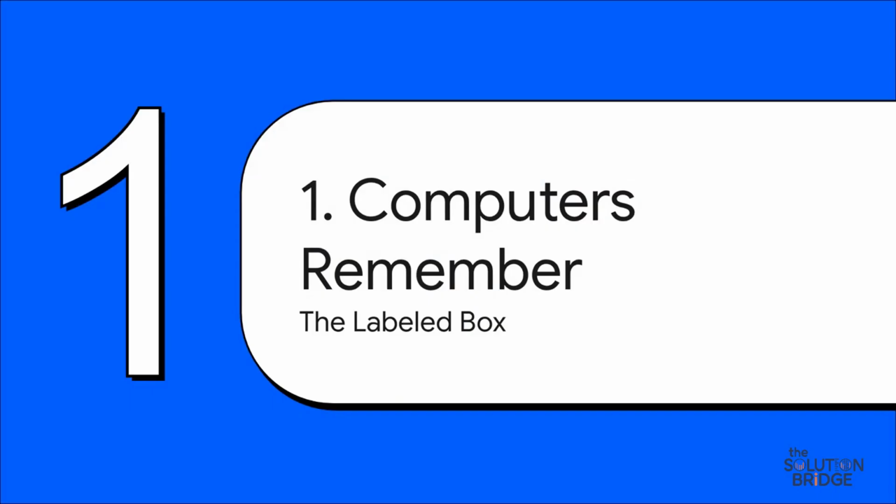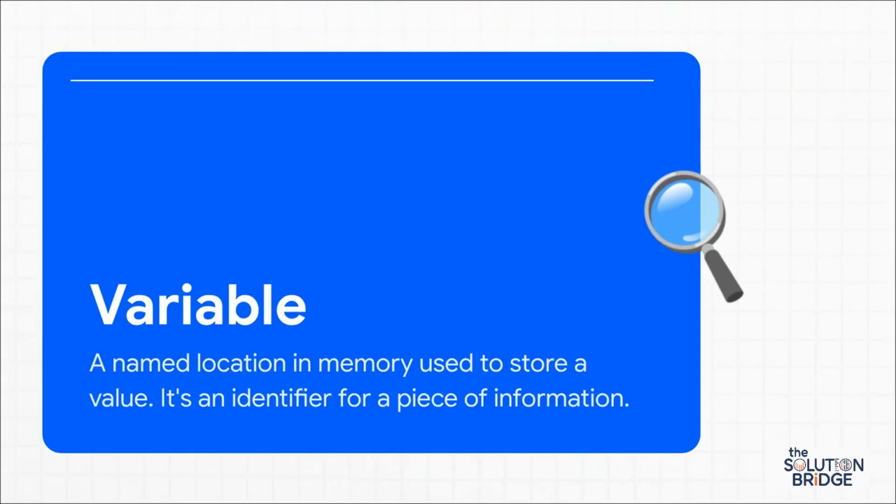Okay, so first things first, computers need to remember. Before a computer can do anything useful for us, it has to have a way to just hold onto a piece of information. And the simplest, best way to imagine this is with our first big idea, the labeled box. In the programming world, we call this labeled box a variable. It's nothing more than a name we give to a little chunk of the computer's memory. It's our way of saying, hey, computer, see this spot right here? I'm labeling it user age. I'm going to put a number in there, and I need you to remember it for me.